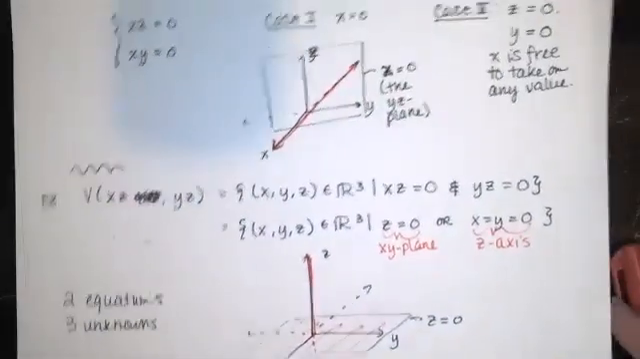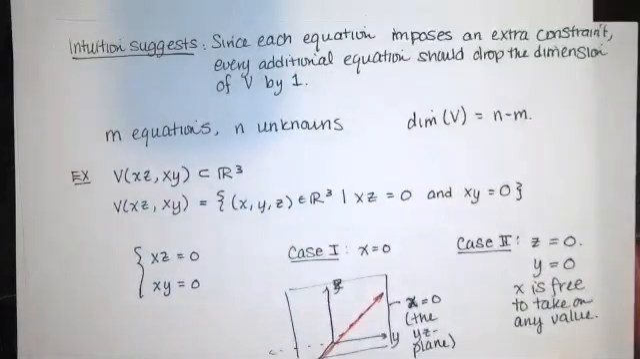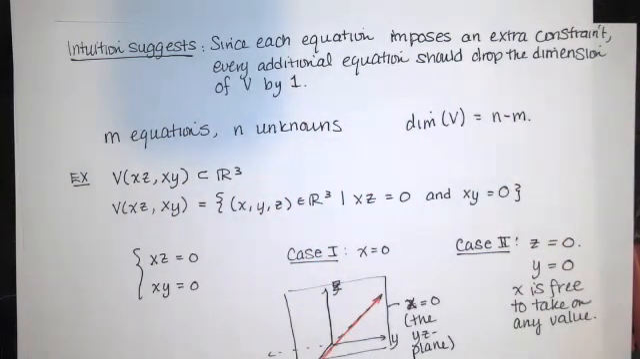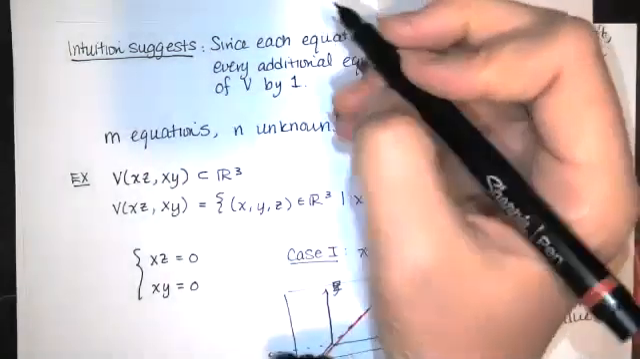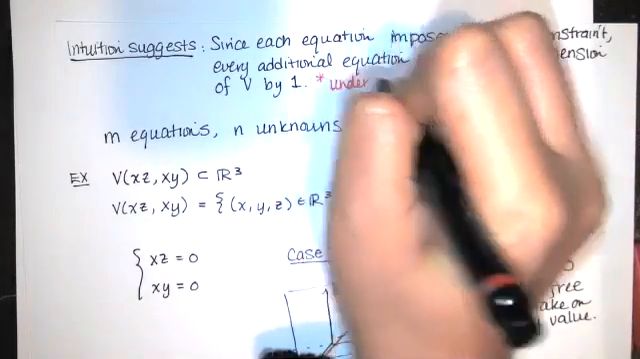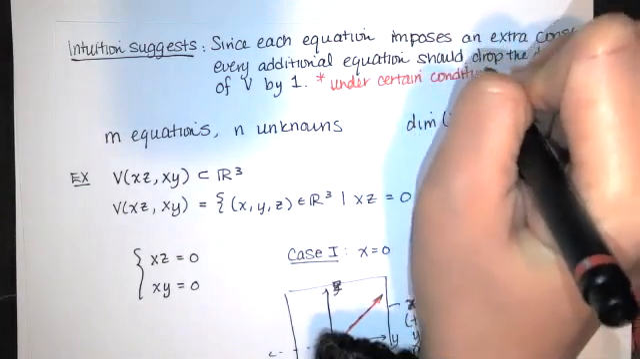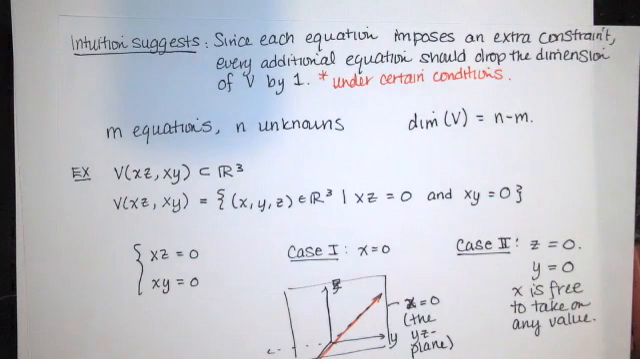So I guess the whole point of this discussion is to say that our intuition is sometimes wrong. This is something that we know to be true sometimes. We know that each equation should impose an additional constraint, and then the dimension should drop by 1. But I guess we should say, under certain conditions, that works. And we haven't really discussed what those conditions are, but we've talked about the fact that we've seen this before.